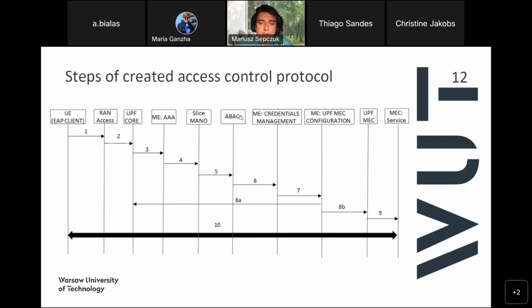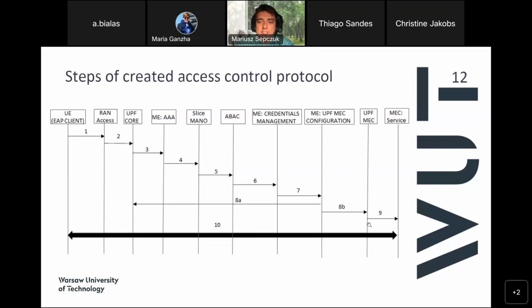And finally, after positive verification in this ABAC module, all data with this policy information go to the credential management entity, which creates a token called JMAT and sends this token to the UPF MEC configuration. In this entity the configuration for the network UPF MEC and UPF core components is created, and finally the whole request from the UPF MEC to the particular MEC server is sent.